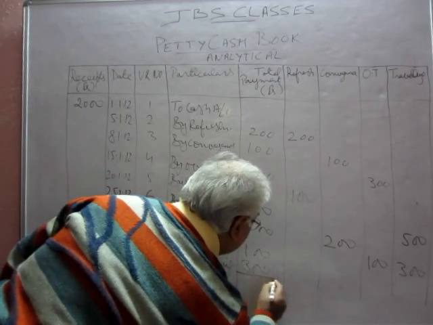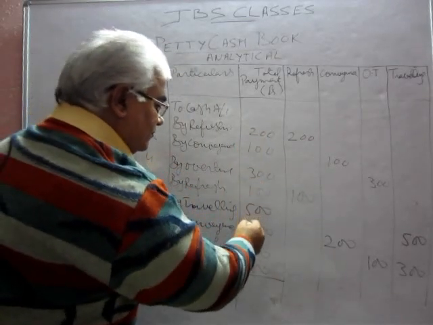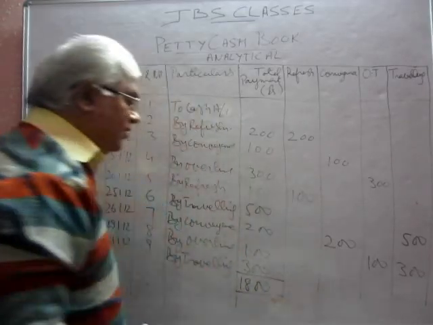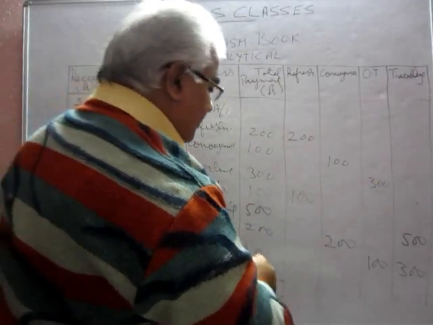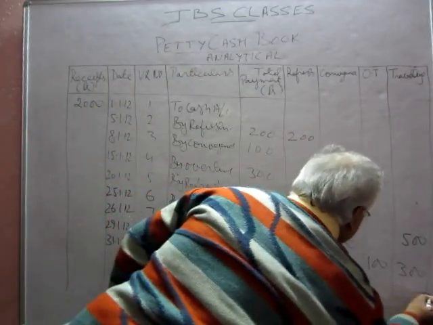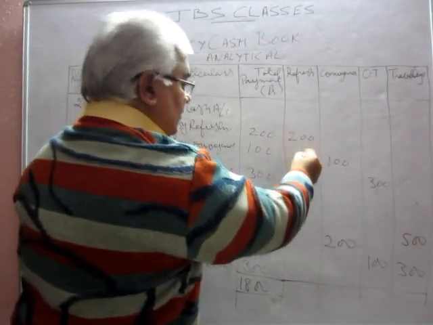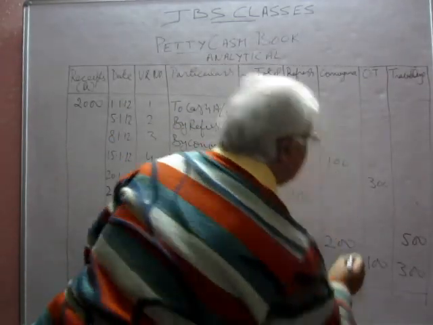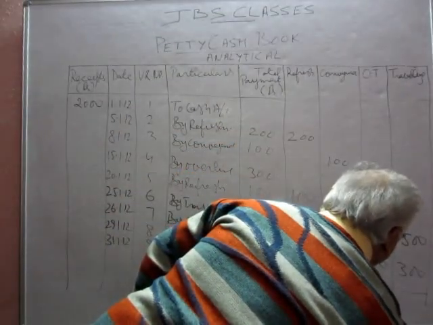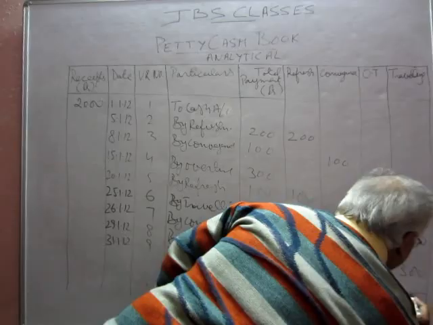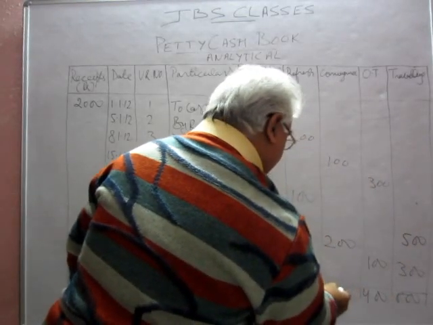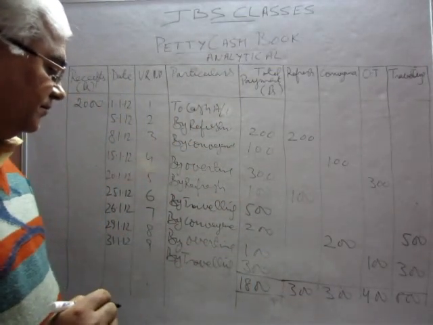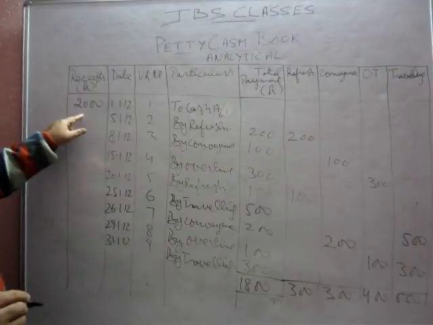His total comes to 1800. Now this 1800 must total up with this. Let us see. This is 300, 300, 400 and 800. 12, 15, 18. So this tallies with this. Now you know what is his balance. Balance left with him is 200 rupees only.